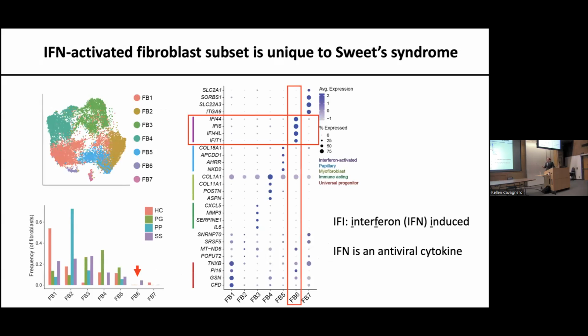And the one I'd like to highlight today is this FB6. And this is marked by these IFI genes. And IFI stands for interferon induced. And interferon is another pro-inflammatory cytokine, but this one's mostly associated with antiviral responses and some autoimmune conditions like lupus, but not neutrophilic dermatoses. However, we found that this FB6 was entirely specific to Sweet syndrome. We didn't find it anywhere else, just in Sweet's. So we've identified a new biomarker of Sweet's, these interferon-activated fibroblasts.